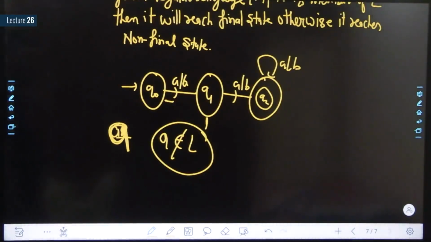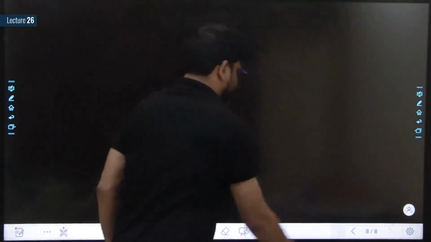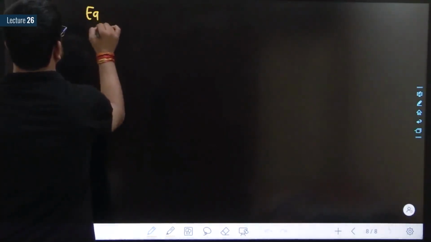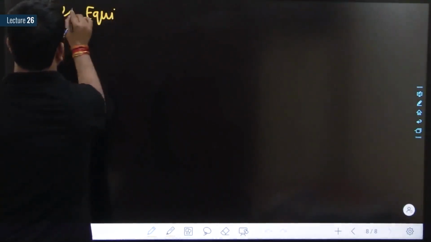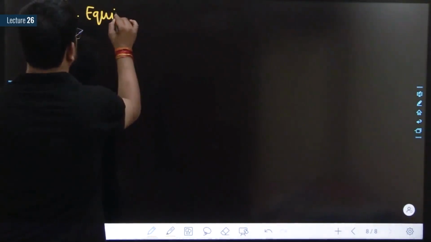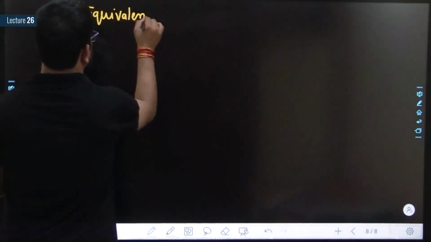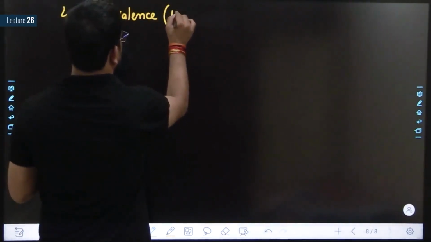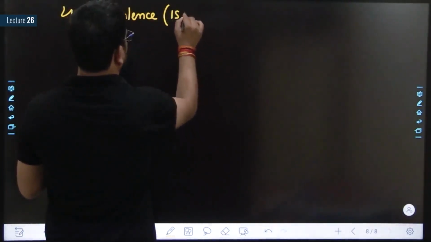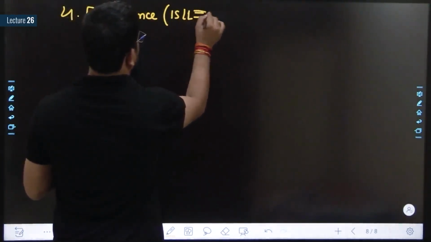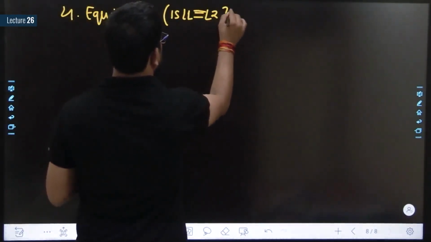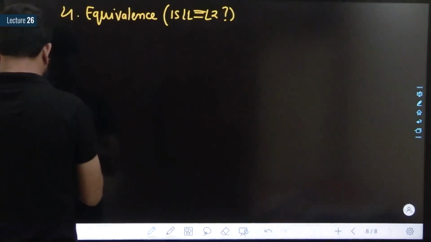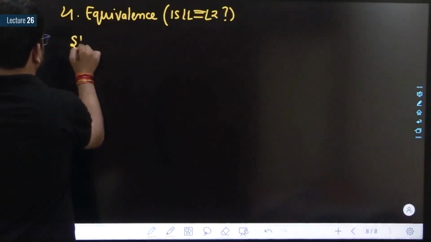Okay, move to the next property, the equivalence property. Fourth, equivalence. What do you mean by this? Is L1 equivalent to L2? What is the statement?